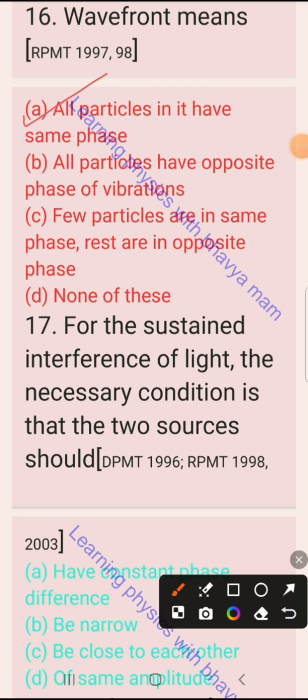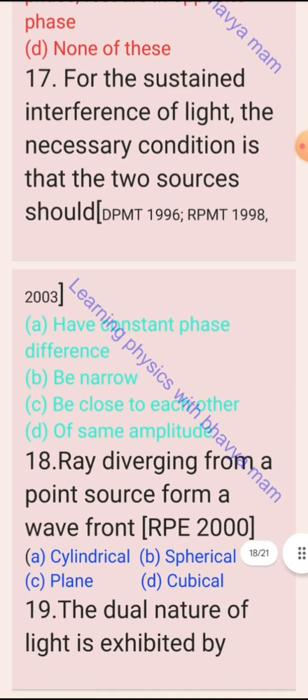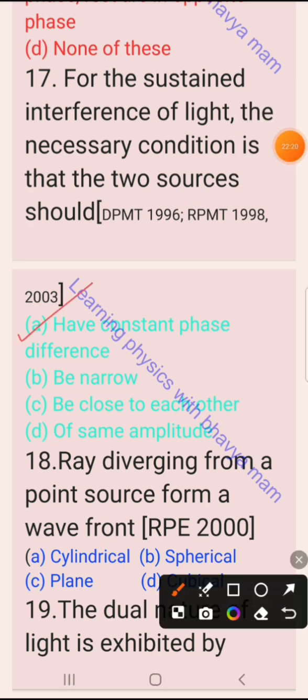Next, 17th one. For the sustained interference of light, the necessary condition is that two sources should be. This is also one of the important questions. So, interference should be sustained for long time means what should be the necessary condition? Here they should have constant phase difference. Students, please remember, constant phase difference is very, very important in case of interference of light. So therefore the option A is correct answer.